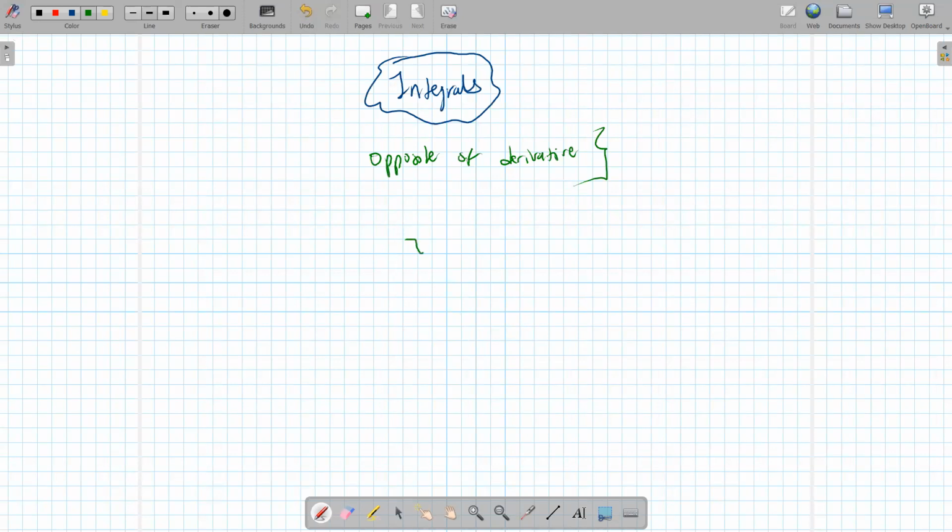For example, if you have y equals x squared, yeah? Y prime is 2x, right? We've been doing this for a few weeks. So this is called the derivatives. But what if you want to go backwards? What if they give you y prime and they ask you what is y? That's where the integral comes into play, okay?